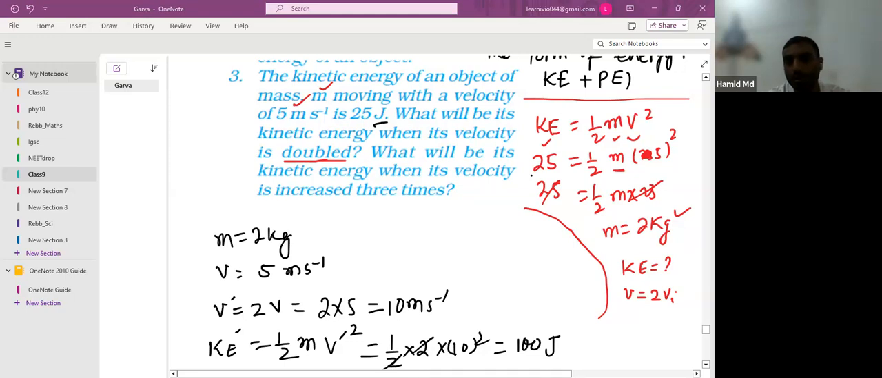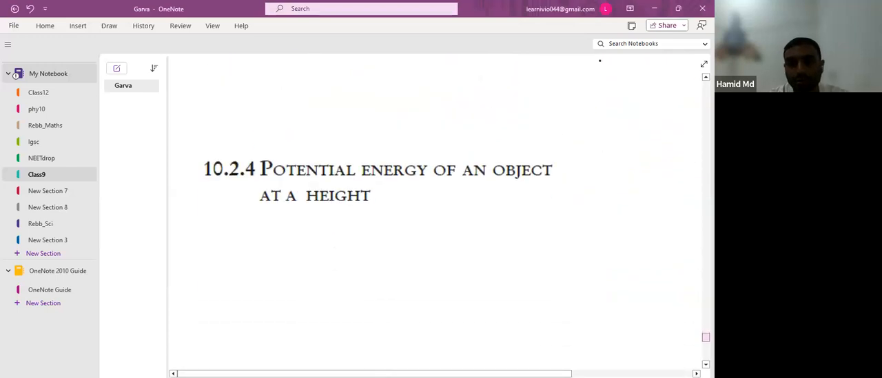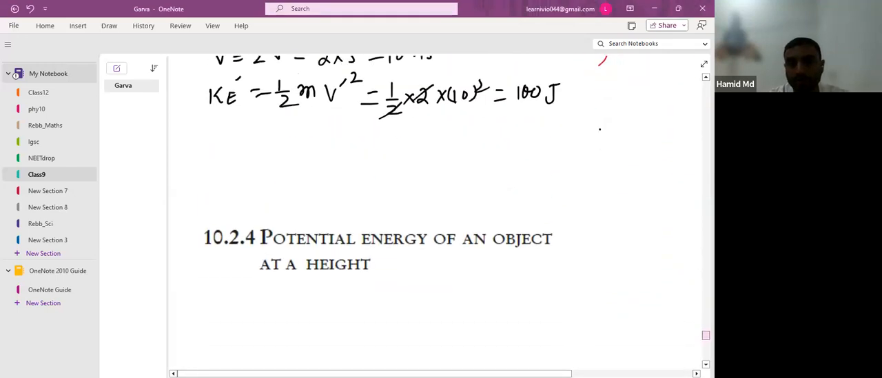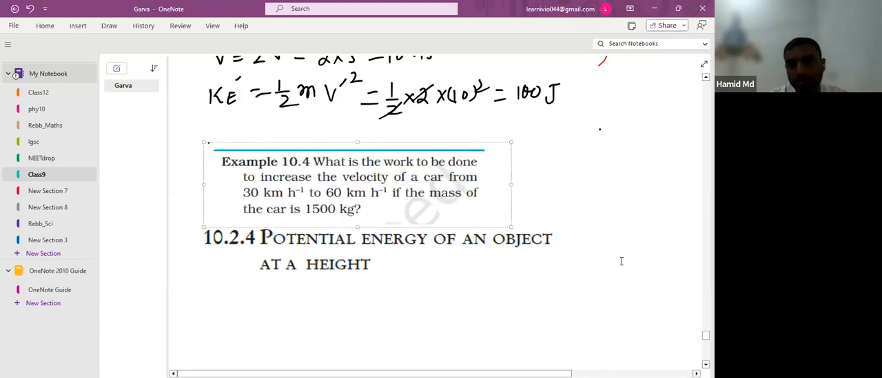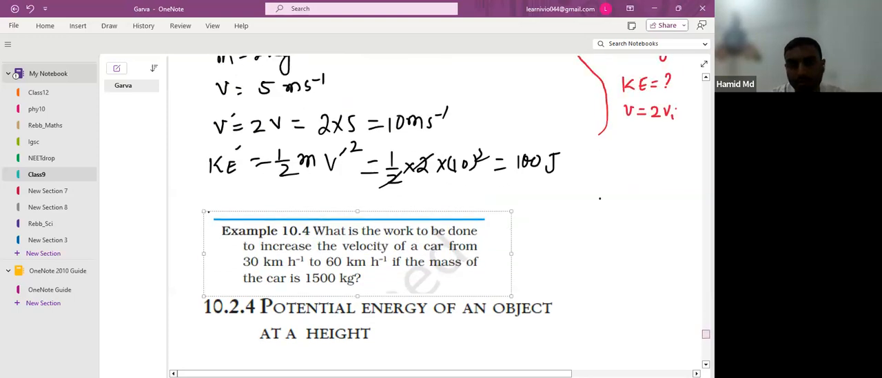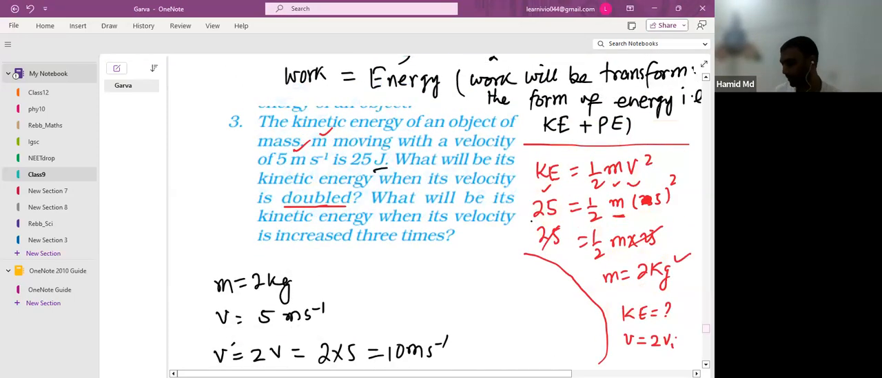In physics, numericals are important, so it is important to understand the numericals. If you understand the numericals, you will be able to do the theory as well. So instead of going to the next topic, I'm going to present the next problem. This is the next question. Before that, you solve this.